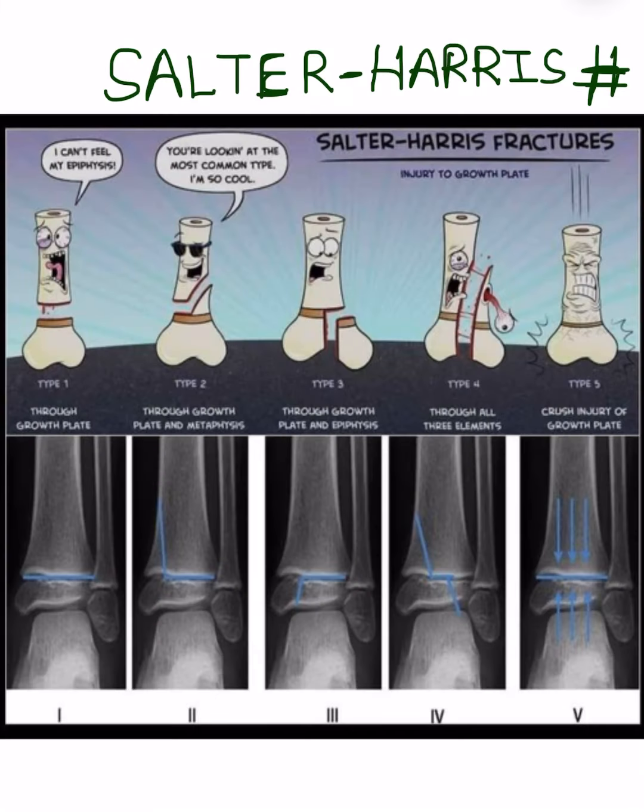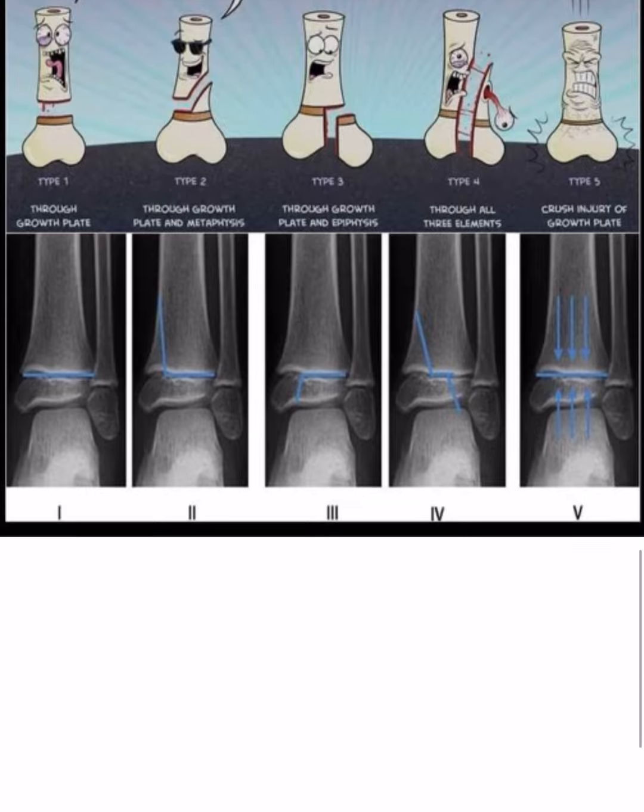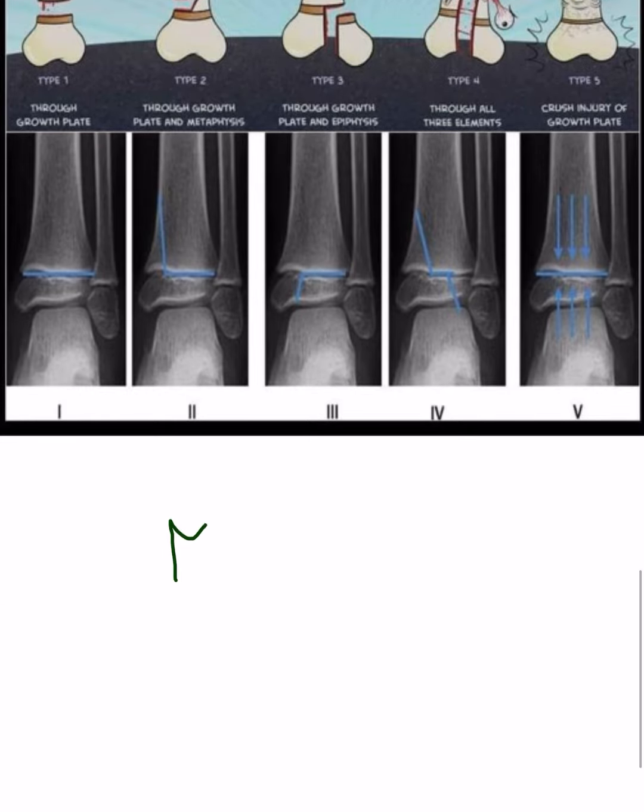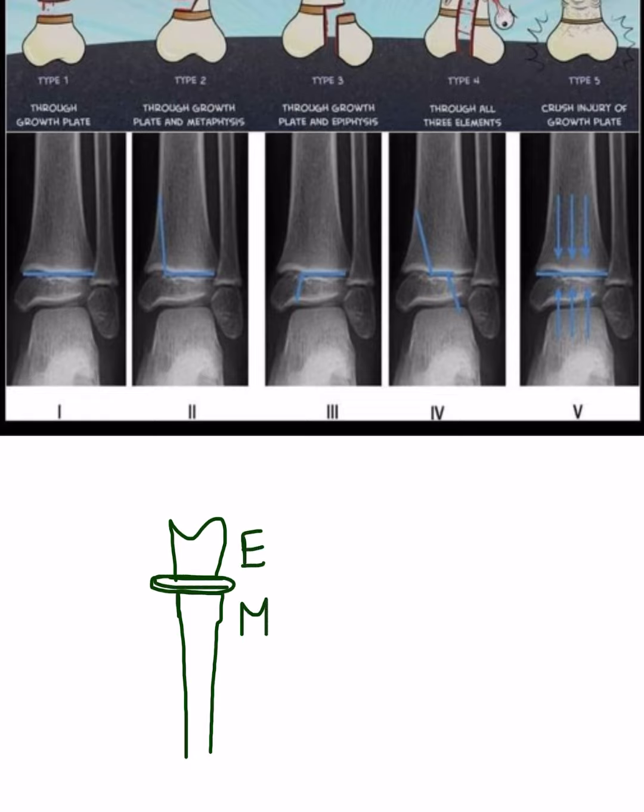Salter-Harris fracture. The Salter-Harris fracture is the classification for the fractures which occur at the growth plate. Normally in a bone, we have the epiphysis and the metaphysis, and it continues as the diaphysis. In between the epiphysis and metaphysis, we have the growth plate. This is the normal structure of a bone.